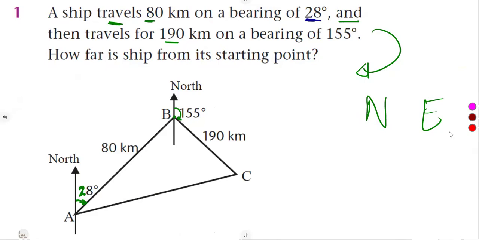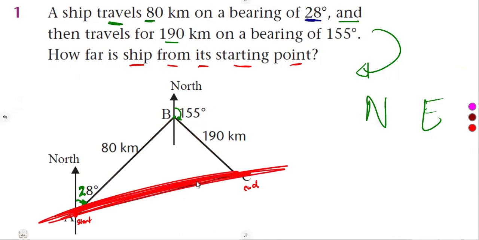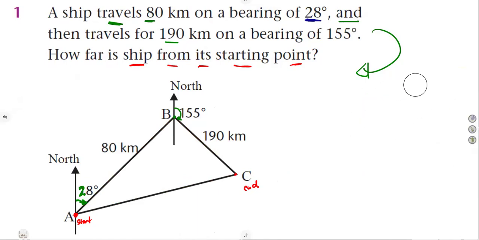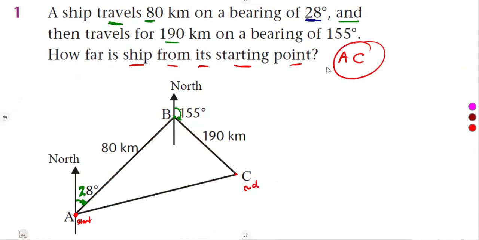So the ship has moved up to C. The ship started from A to B, then it's now at C. So the question is, how far is the ship from its starting point? It ended at C, like this. That is the distance between the two points, the starting point and the end point. That's AC. So we are supposed to find the length or the distance between points A and C.